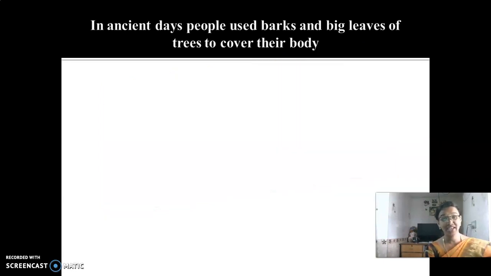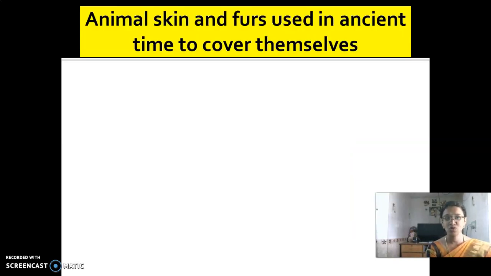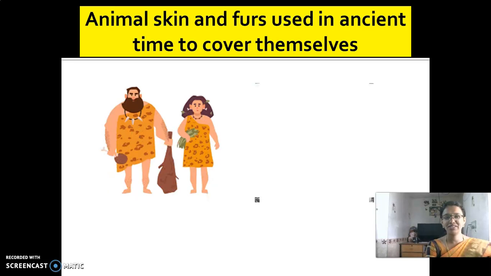In the ancient days, people used barks and big leaves of trees to cover their body. During the ancient time, people used only the leaves and barks of the trees to cover their body. Look at here. The early humans used only the big leaves and barks to cover their body. As the days went by, they used animal skins and furs. Animal skin and furs to cover themselves. Look at here.